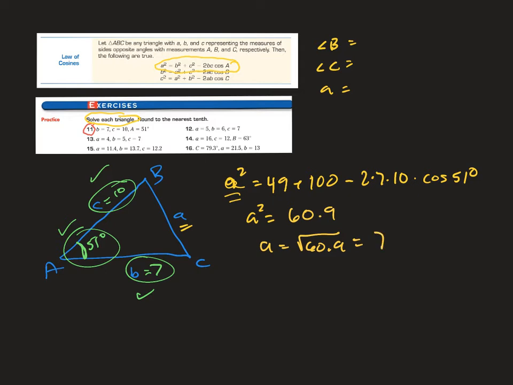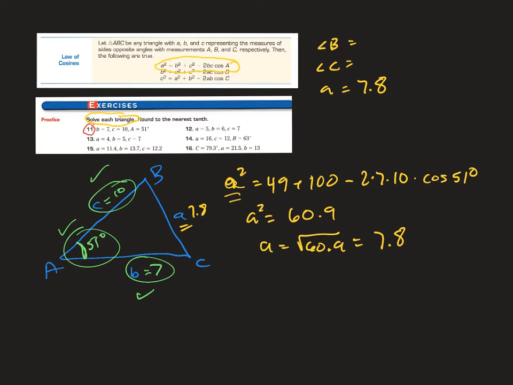Approximately 7.8. So letter A is 7.8. Now we have some options for finding the next angle, because once I know A is 7.8, I could do the law of sines. Since this video is about the law of cosines, though, I'm going to show you that you can also solve for an angle using the law of cosines. There's a little extra algebra here, but we'll go ahead and do that.